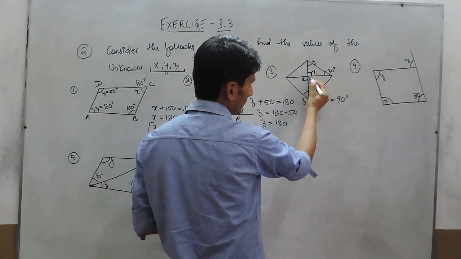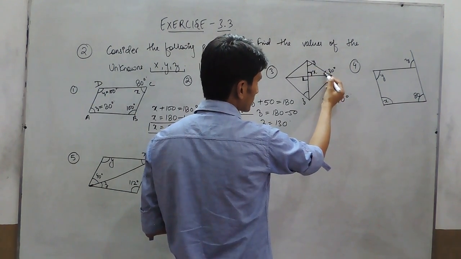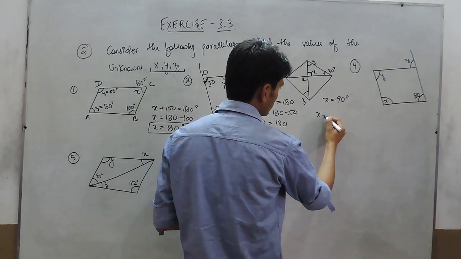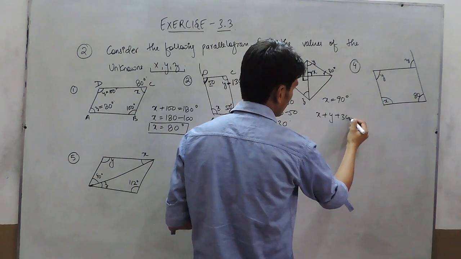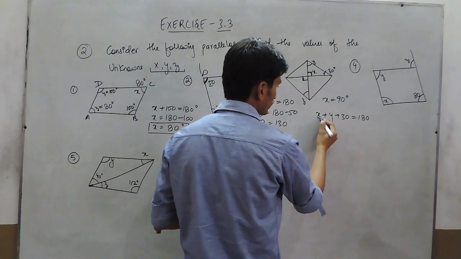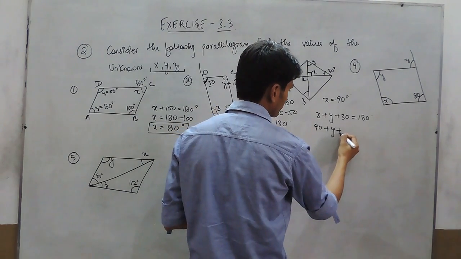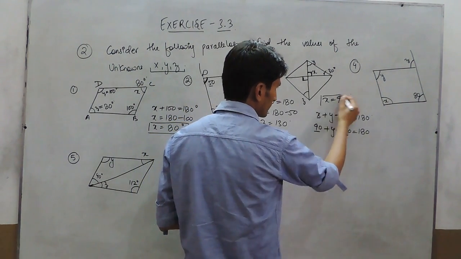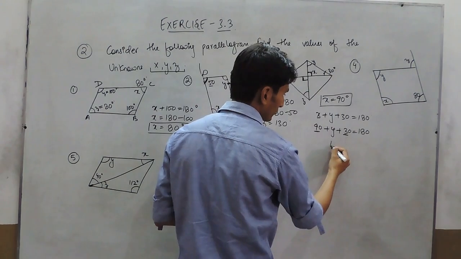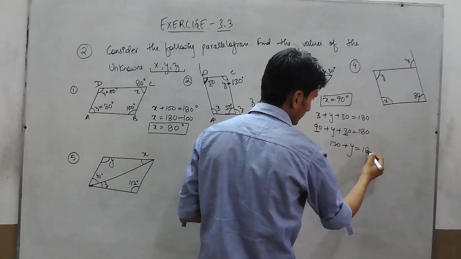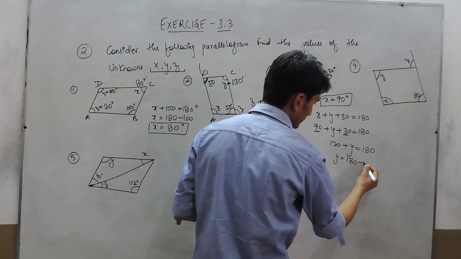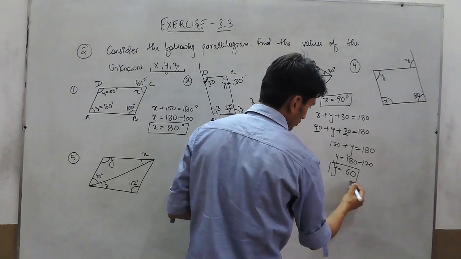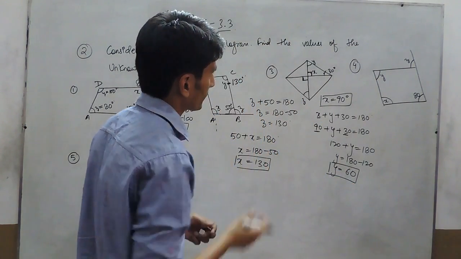Again, in this triangle, we know that the sum of all three angles must be equal to 180 degrees. So x plus y plus 30 must be equal to 180, and we know that the value of x is 90 degrees. Solving this equation, 90 plus 30 is 120 degrees, plus y is equal to 180, and shifting 120 to that side, it is 60 degrees. So the value of y must be 60 degrees.